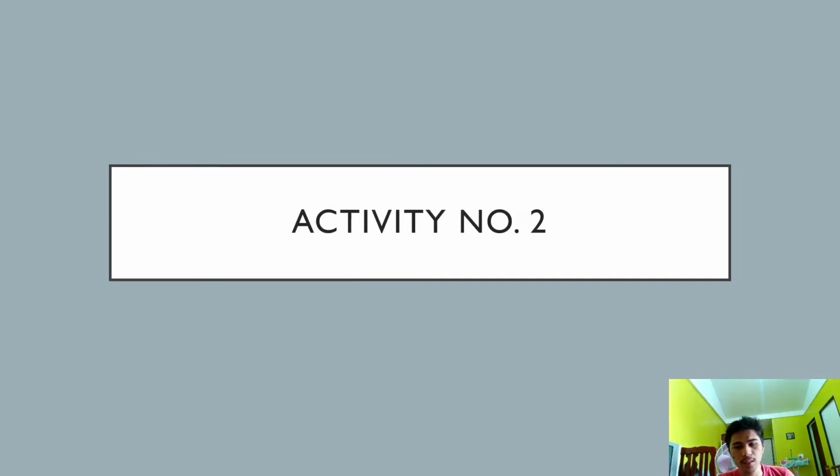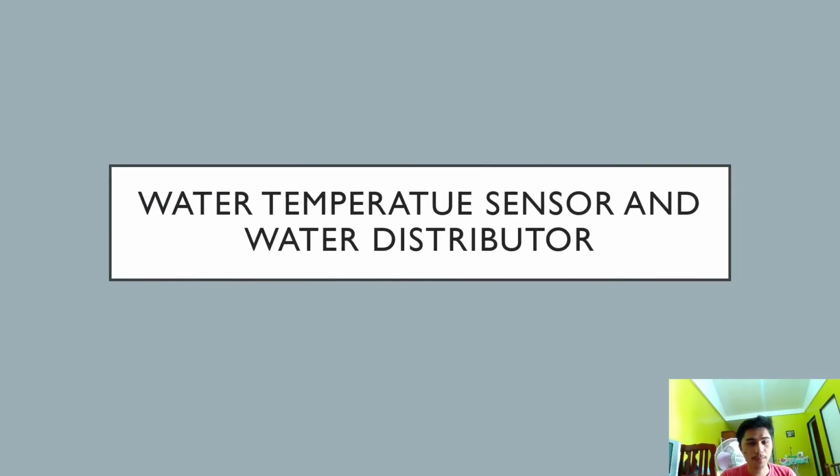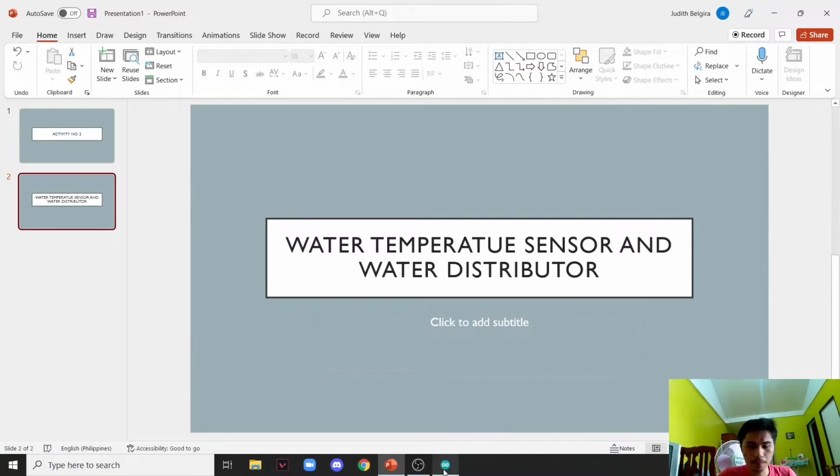So, hello everyone. I am going to discuss today my hands-on activity number 6. But before that, let us first do a little recap about my activity number 2. My activity number 2 is a water temperature sensor and water distributor. It basically senses if the water is hot or cold. And once it knows, you can then distribute it to each and every room of our house: my room, my sister's room, my brother's room, and my parents' room. So that's basically it. Let's go to my code.